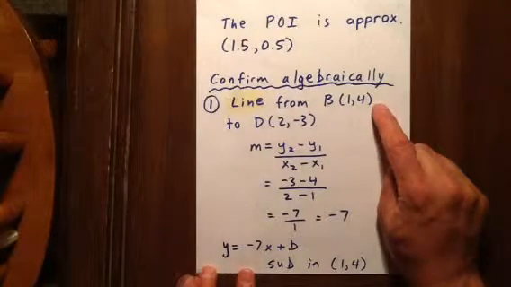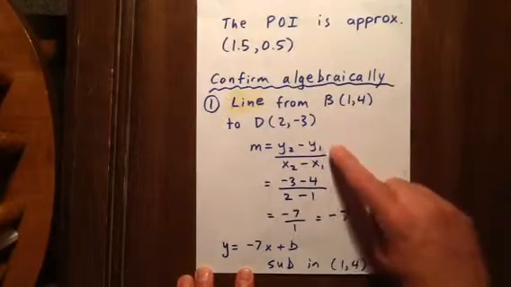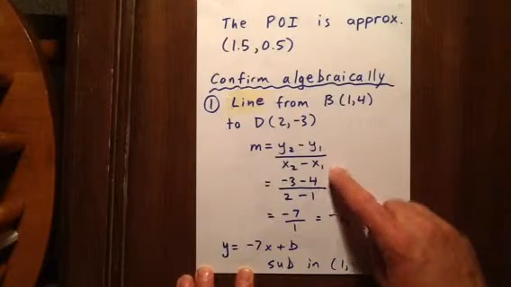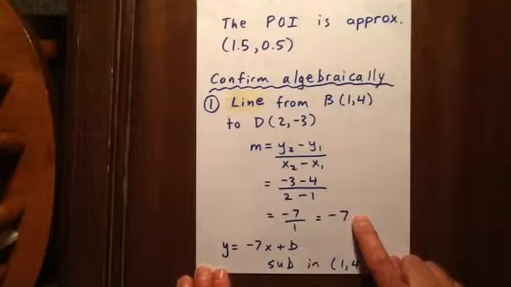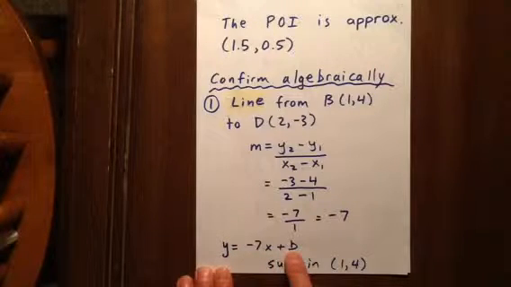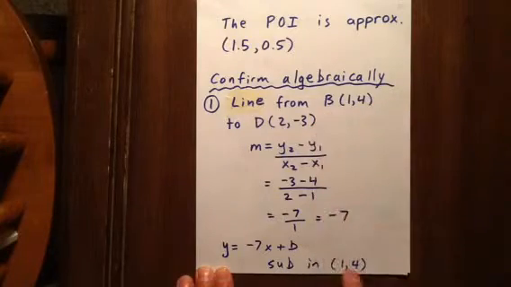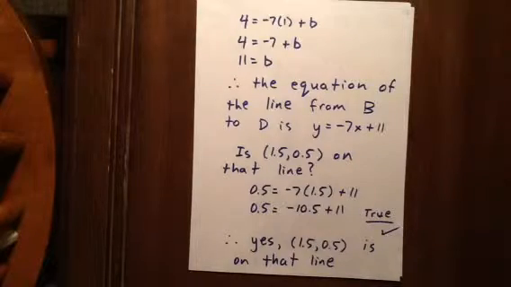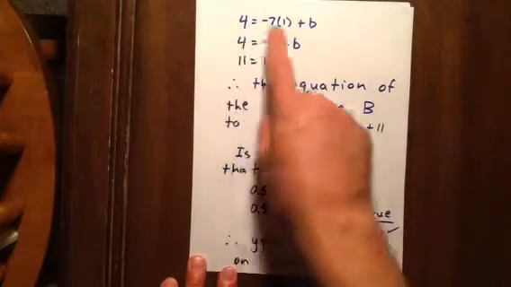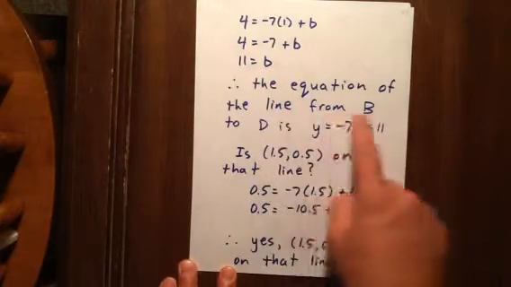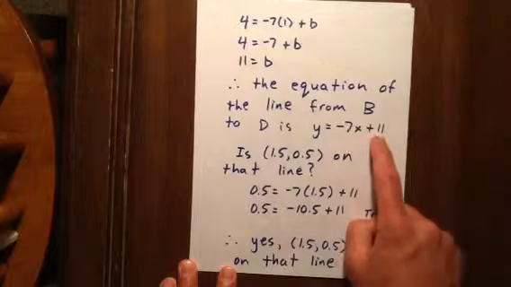The line from B, which is 1, 4, to D, which is 2, negative 3, would have a slope given by y2 minus y1 over x2 minus x1. So the slope would equal negative 7. So we would know that the equation of the line was y equals negative 7x plus b. We could then sub in either point 1, 4 or 2, negative 3. I chose 1, 4. And we would then see that letting y be 4 and x be 1 would indicate that b had to be 11. So the equation of the line from B to D would be y equals negative 7x plus 11.